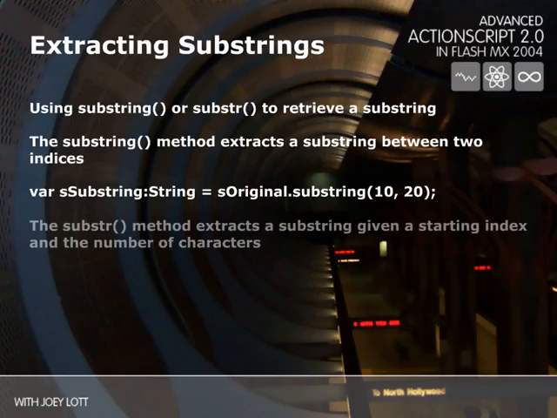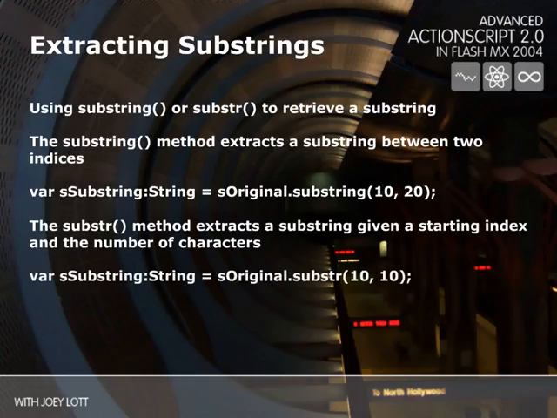Now, the substr method works in a slightly different fashion. Instead of specifying the ending index, we specify the number of characters that we want to extract. So we're still going to specify two parameters. The first parameter will be the starting index, but the second parameter is the number of characters in the entire substring that we want to extract. So here's an example that's going to actually extract the same substring from sOriginal. But you can see that the parameters, instead of being 10 and 20, are 10 and 10 because we're extracting a substring that's 10 characters long.